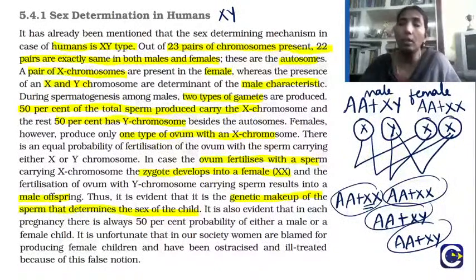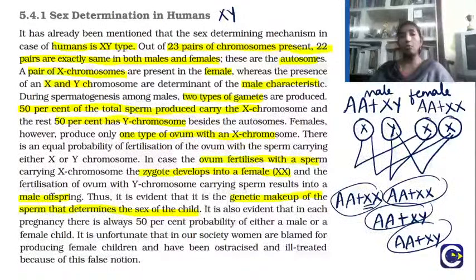So we have to know that 50% of the sperms will carry the X chromosome, and 50% carry the Y chromosome. They are called autosomes. Okay.